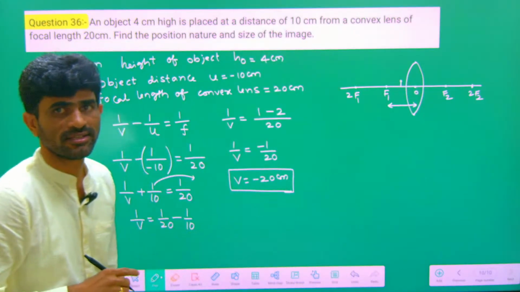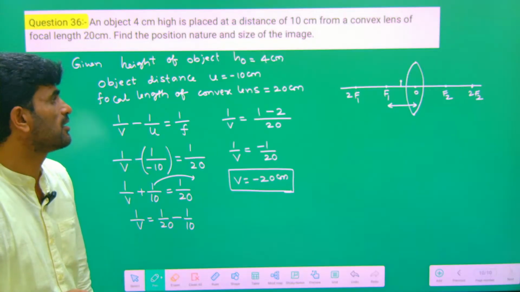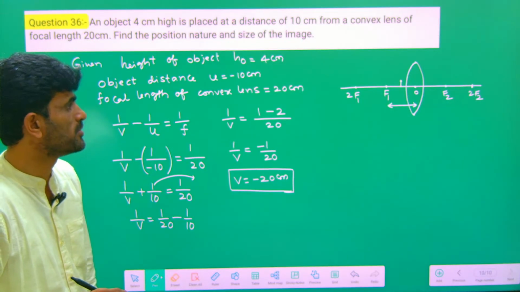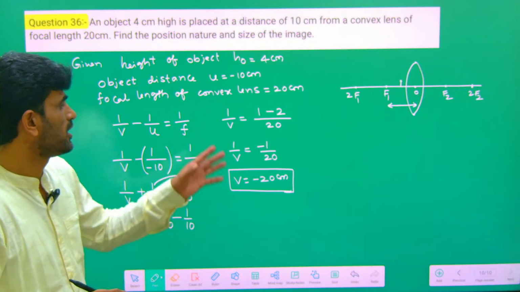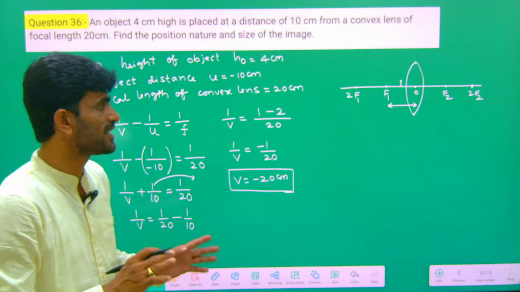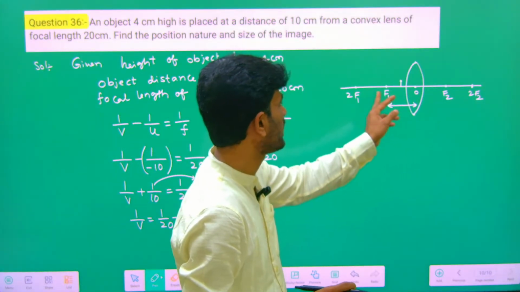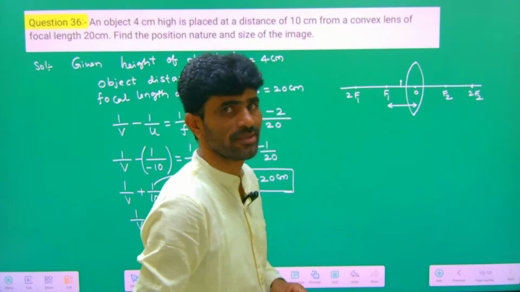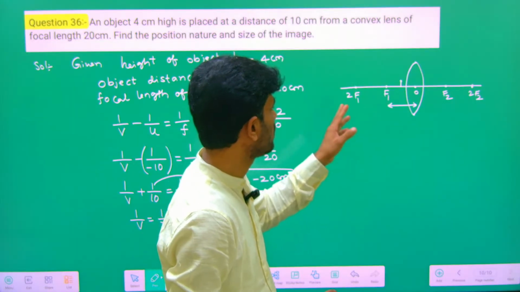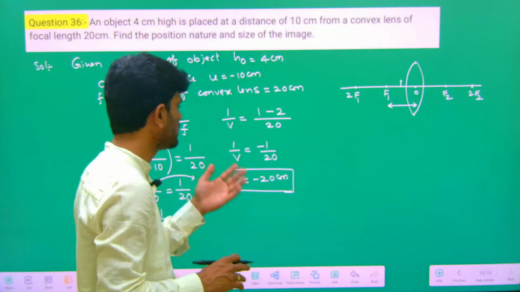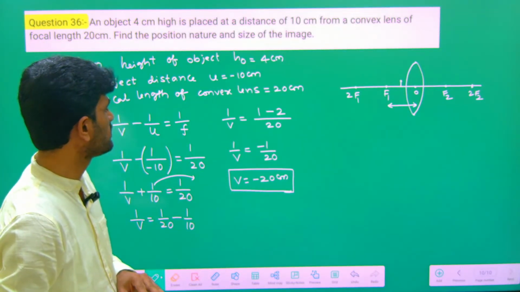So it is that one case where the image forms on the same side of the object. It is a different case, one of the total six cases, when the object is between optical center and F1. The image is on the same side of the object, and it is virtual and direct. That's why we got the image forming on this side, that's why v is minus 20 centimeters.